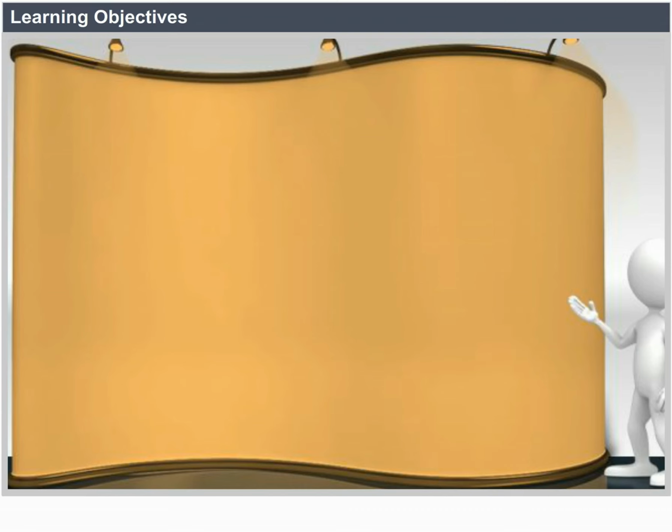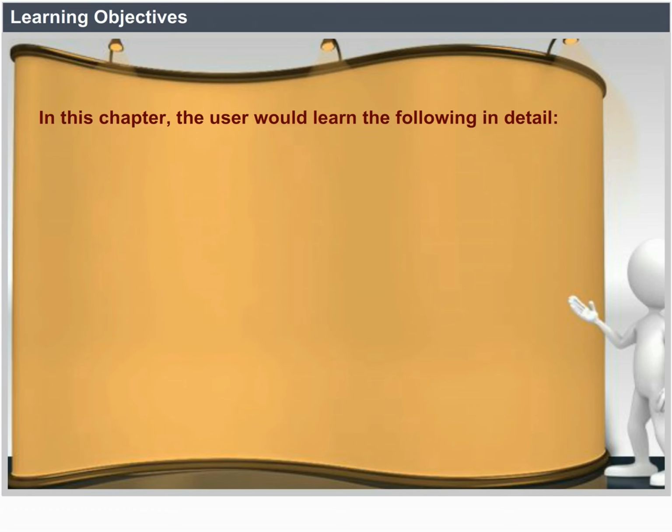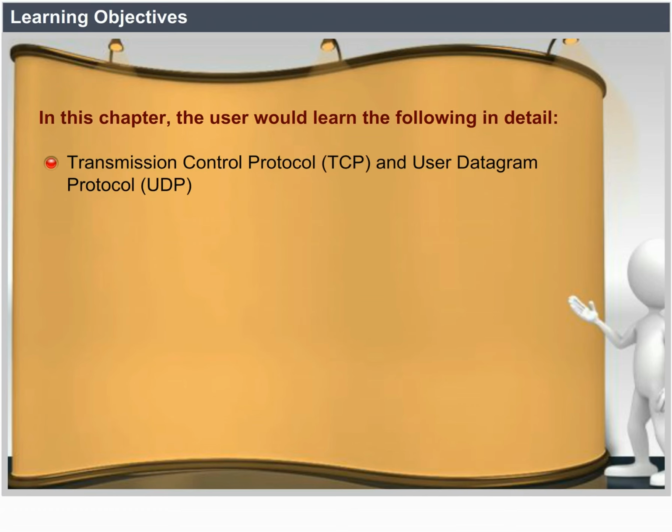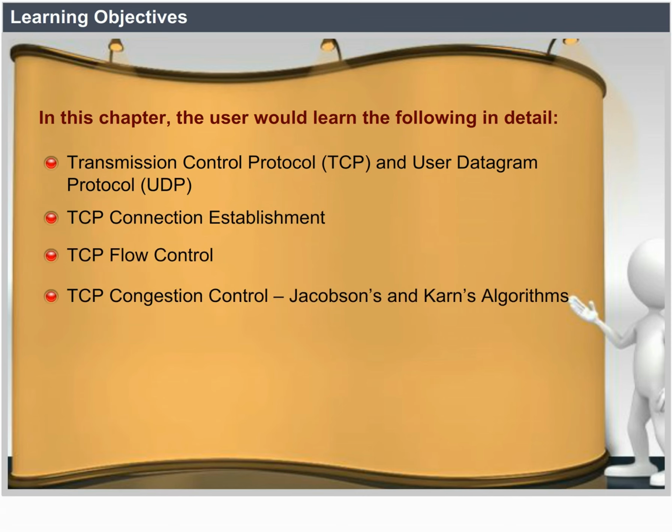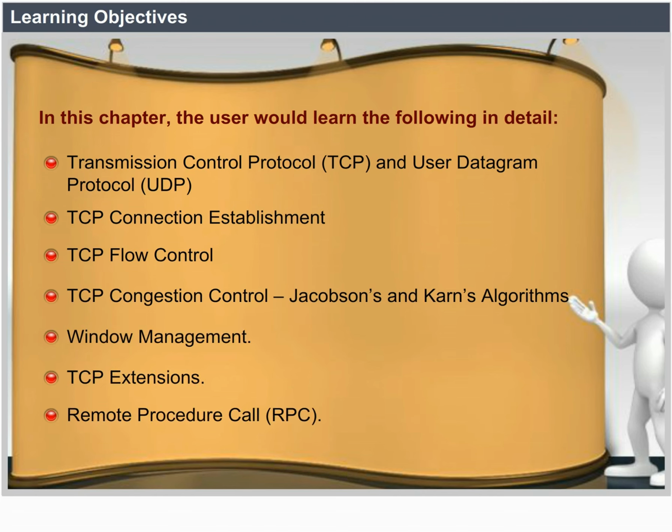Learning objectives. In this chapter, the user would learn the following in detail: Transmission Control Protocol (TCP) and User Datagram Protocol (UDP), TCP connection establishment, TCP flow control, TCP congestion control, Jacobson's and Karn's algorithm, window management, TCP extensions, remote procedure call (RPC), bulk transfer blast.